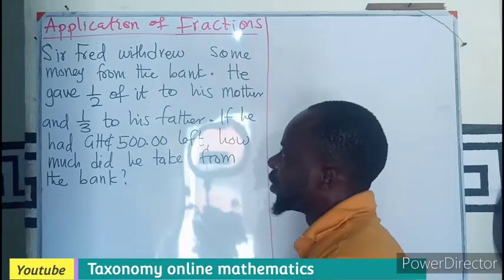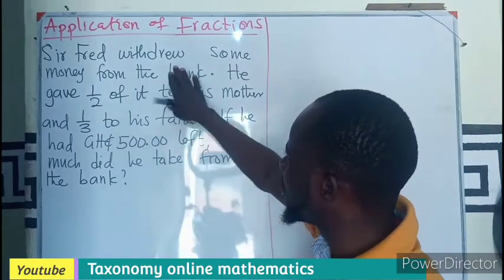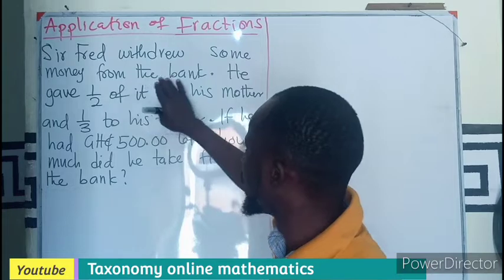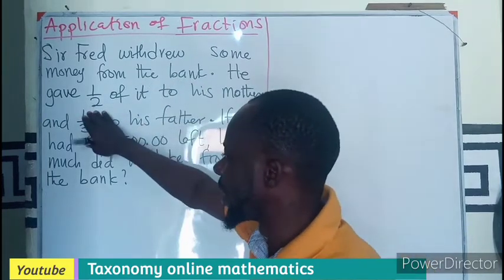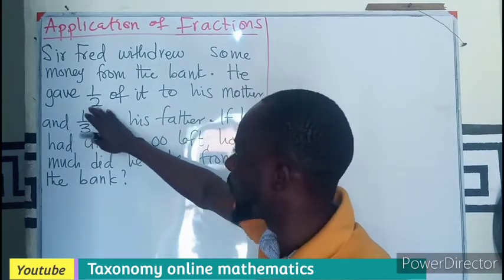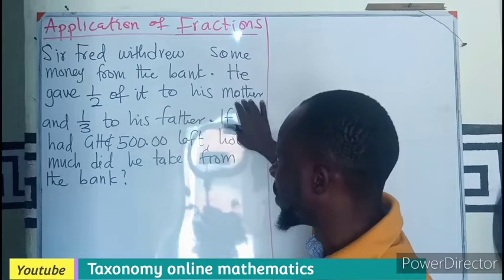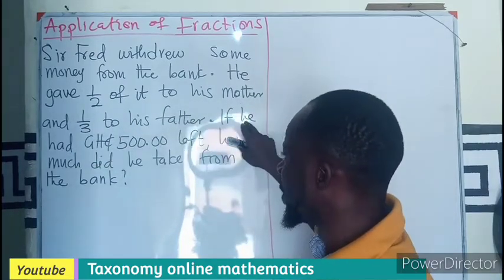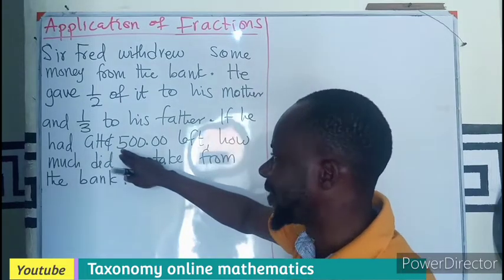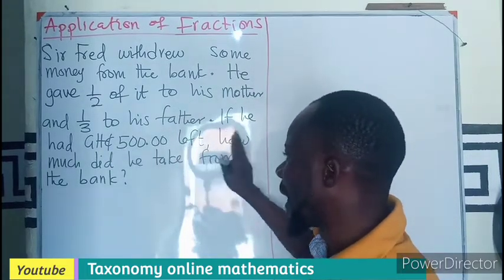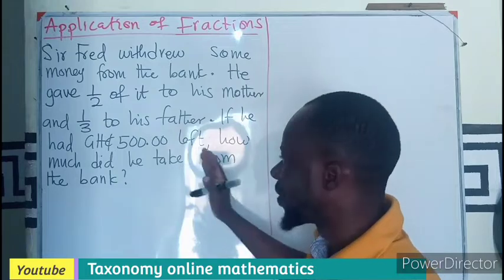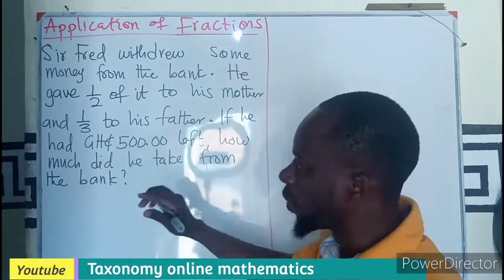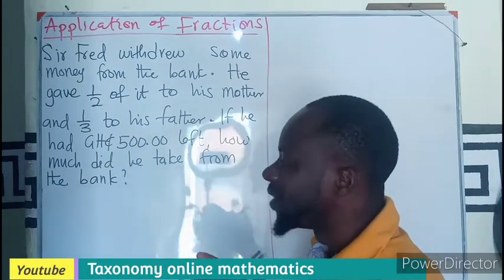Let's get to it. So Sefred withdrew some money from the bank. He gave half of it to his mother and 1/3 to his father. If he had 500 cedis left, how much did he take from the bank? So let's put it into perspective.